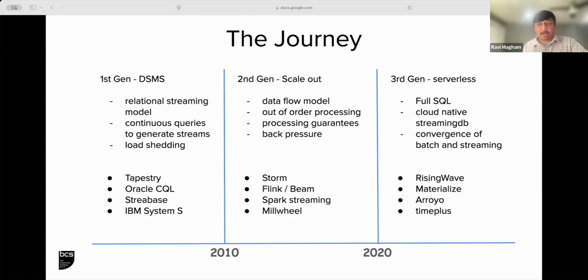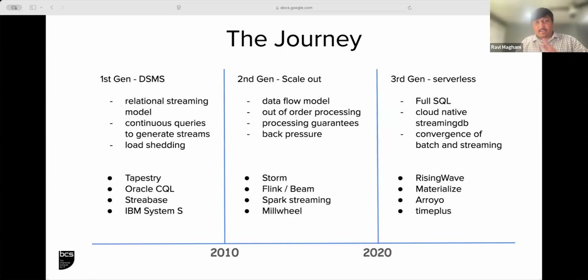There's also convergence of batch and streaming. A lot of the first and second generation systems just viewed streaming as separate from batch. In the second gen, we heard a lot about Lambda architecture, and then came Kappa architecture. But now the newer generation frameworks and libraries just support batch and streaming much more uniformly.